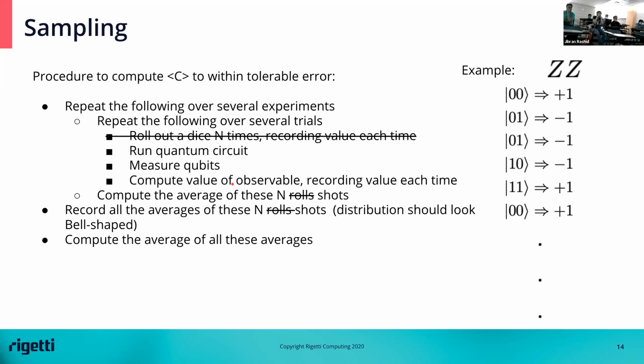And then you would plot your averages and compute the average of all your averages. And this better not have a bias, right? That's the point, that this average should really be pretty close to the ideal expectation value. Right. Thank you. Thanks for the question.